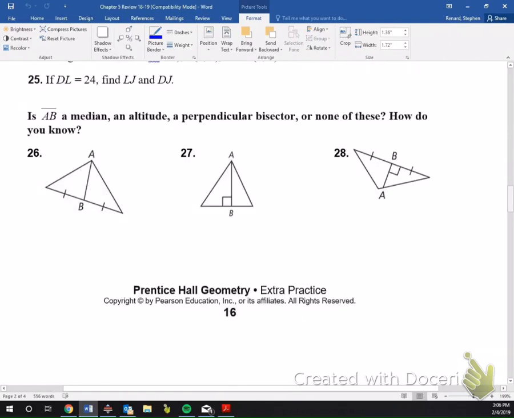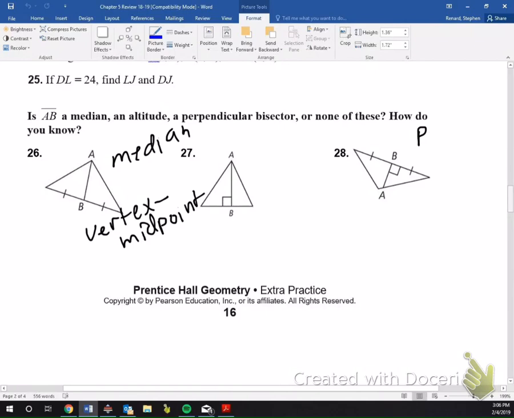Okay, so we're going to go on to number 26. If AB is a median, altitude, or perpendicular bisector, or none of these. So let's look at it. AB connects the vertex to the midpoint. So that means it's a median, because it connects the vertex to the midpoint. That's what a median does.